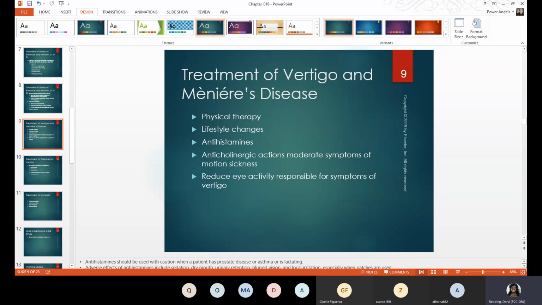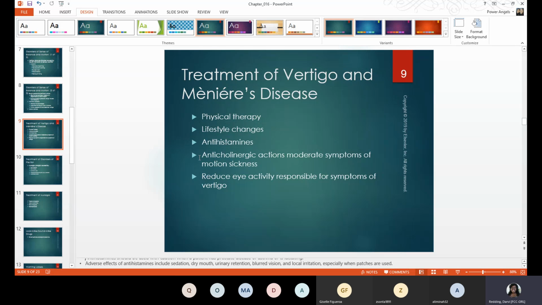Now, antihistamines should be used with caution when a patient has prostate disease, or if they have asthma, or if a person is lactating. That's a mother who's given birth to a baby and is nursing. Now, there are some adverse effects of an antihistamine, and these include sedation, dry mouth, urinary retention, blurred vision, and also local irritation, especially if an antihistamine patch is used.